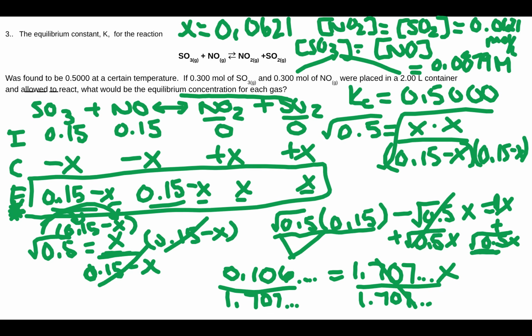So I know this gets really messy, but those steps are always going to be the same. You want to set up your ICE chart, plug it in, isolate X, and then go back to the equilibrium area, plug in X to get those gases.